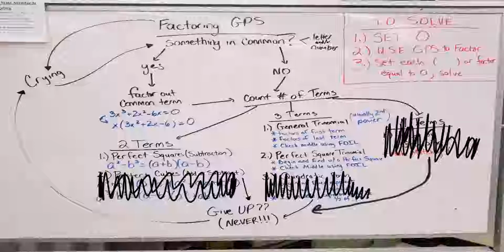Looking for something in common first. If there is something in common, you take out the common term. Then you count the number of terms. Right now, we're only dealing with 2 terms and 3 terms. In the future, we'll deal with 4 terms. If there's 2 terms, it should be super easy because it better be perfect squares. You better have something in common. 3 terms, that's the factors of the first term, factors of the last term, check the middle using FOIL.